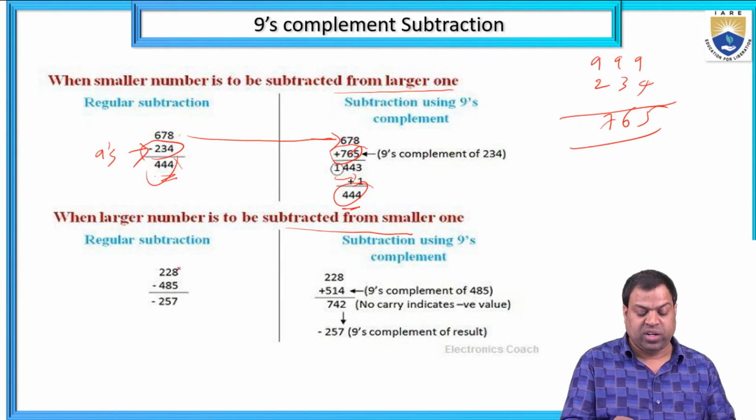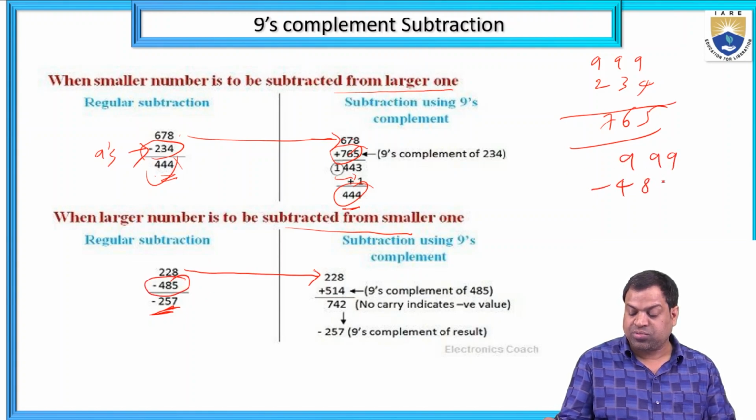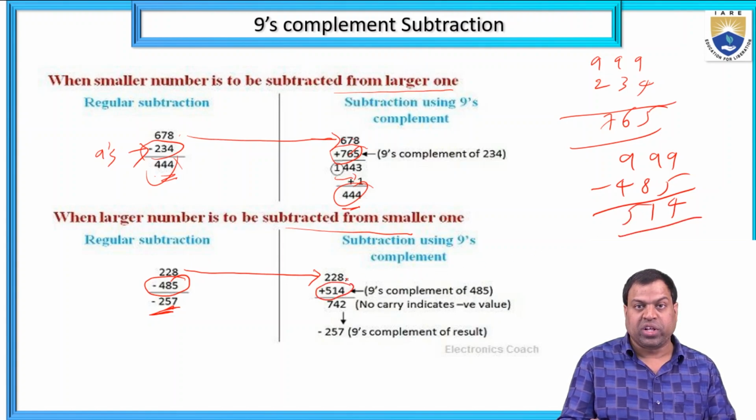Here it is smaller minus larger. So 228 minus 485. What is the value? Minus 257. It is a normal subtraction, but here I am using 9's complement. So 228 is as it is. 485: 999 minus 485. 9 minus 5, 4. 9 minus 8, 1. 9 minus 4, 5. So 514. 228 plus 514. 8 plus 4, 12. 2 plus 1, 3 plus 1, 4. 5 plus 2. 742.